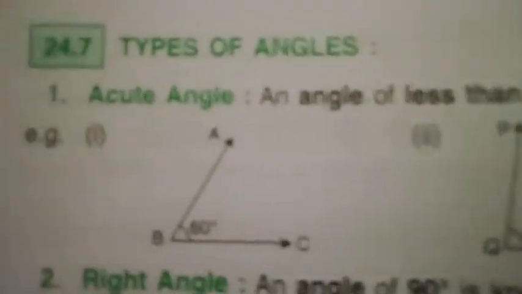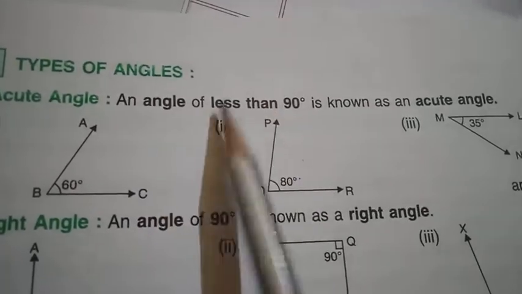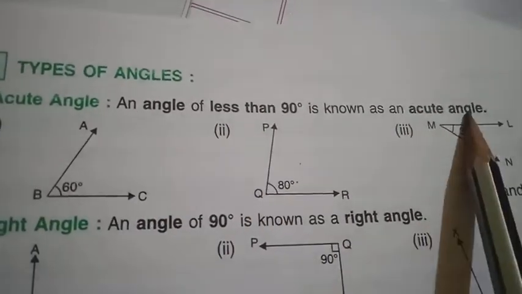Now directly we will see types of angles. Whatever part I am taking, that part is only important, children. Remember this thing. All right. So, types of angles. Acute angle. An angle which is less than 90 degree is known as acute angle.